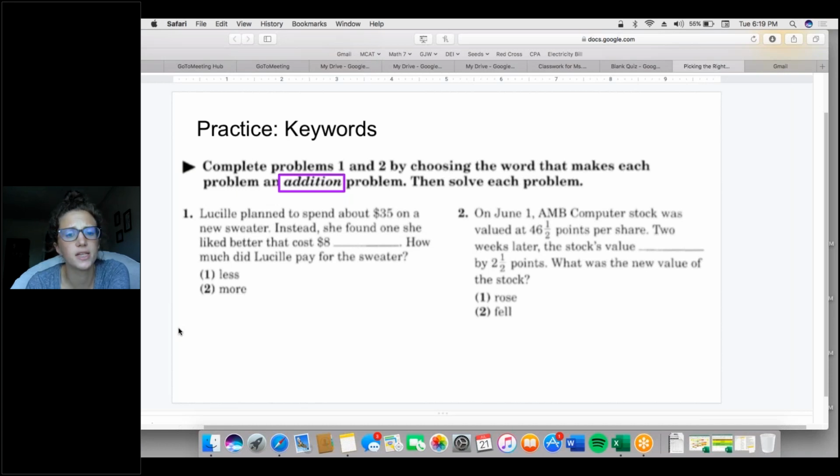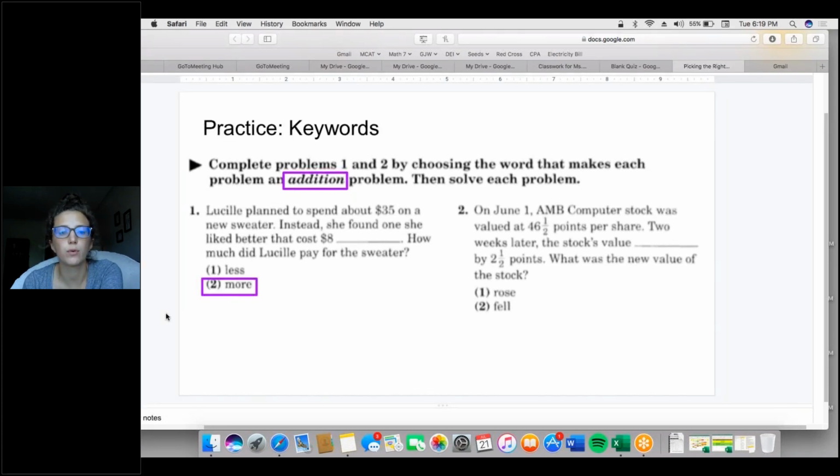It says Lucille planned to spend about $35 on a new sweater. Instead, she found one that cost $8 blank. How much did Lucille pay for the sweater? Well, if I know I'm adding something, I know my number is getting bigger. So if I'm choosing between less or more, I know more means that's adding on in addition to. So I would fill in that blank with more.